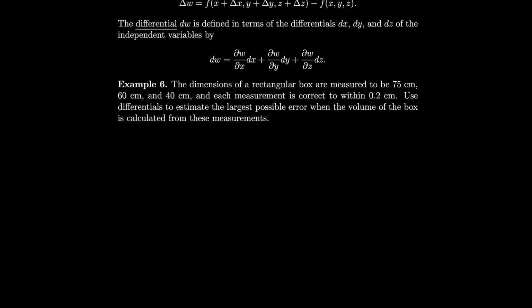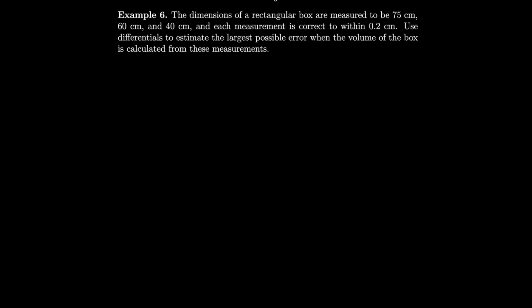So let's use this to find the largest possible error in the calculation of the volume of a box, where the dimensions of the box were measured to be 75 centimeters, 60 centimeters, and 40 centimeters, where each measurement is correct to within 0.2 centimeters. So the volume of a box is V equals length times width times height, so let's say x times y times z.